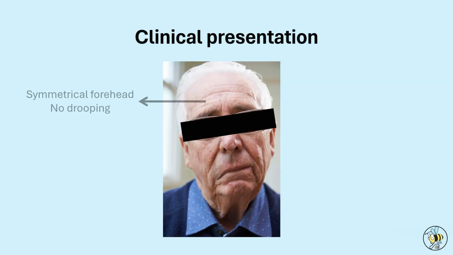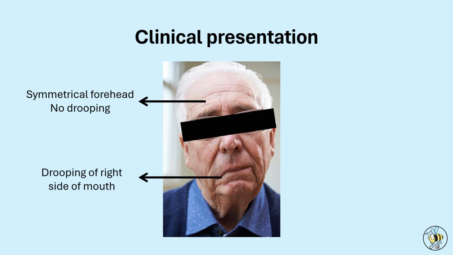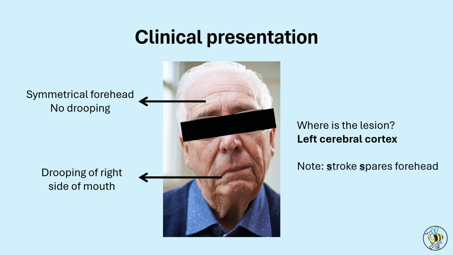This is a patient with a likely stroke. Why? Because there is no drooping of the forehead, but drooping of the right side of the mouth. So where is the lesion? It is in the left cerebral cortex. Remember, unlike Bell's palsy, a stroke spares the forehead, which I'll explain why next.